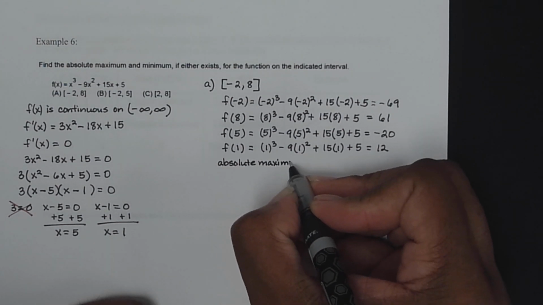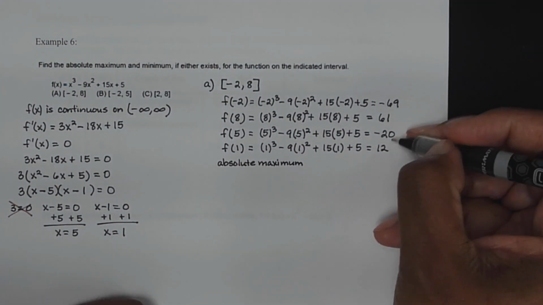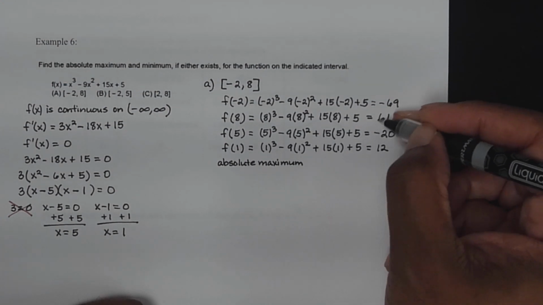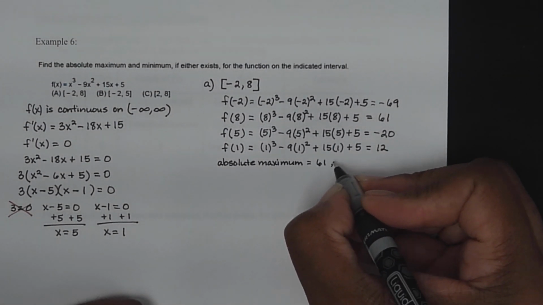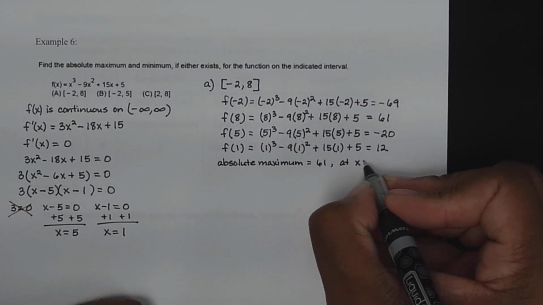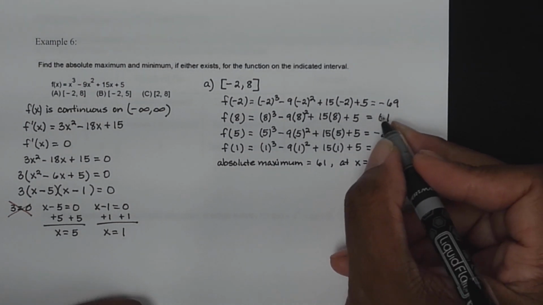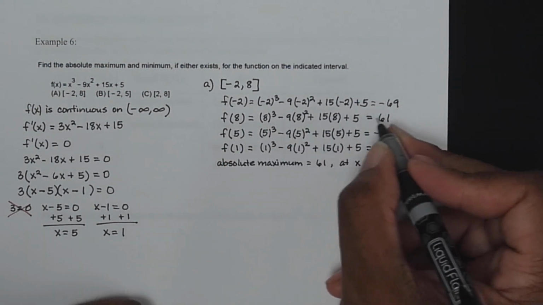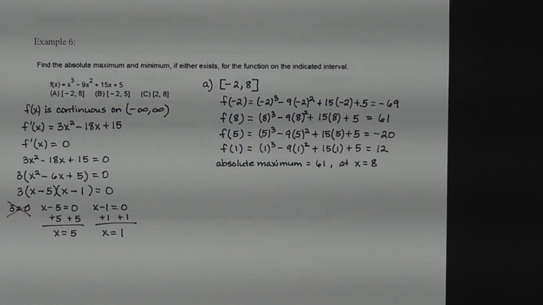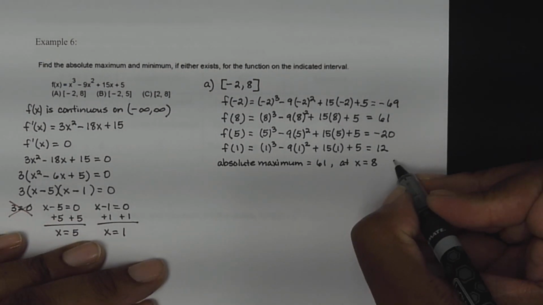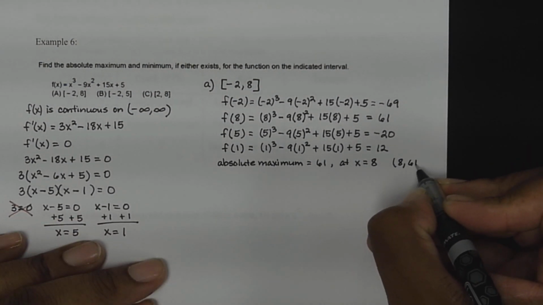The absolute maximum is the highest of these numbers here, and the highest here is 61. So your absolute maximum is 61. It occurs at x equals 8, because at x equals 8, our absolute maximum was 61. And sometimes they use the ordered pair 8, 61.